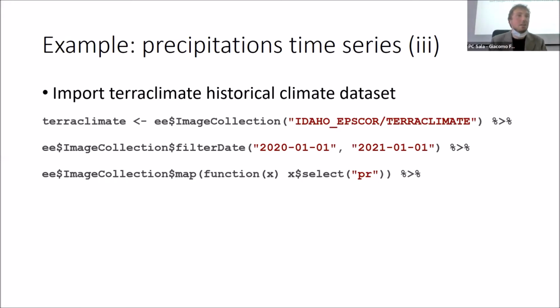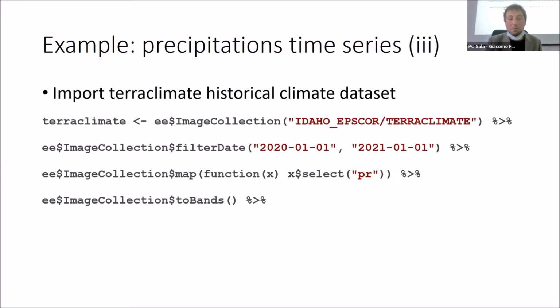Well, again, in these pages which you have for each data set, you have a band tab. And in this tab, you have all the bands which are contained in the data set, with the name of the band. And for precipitations, the name of the band is PR. So you will specify that you want to get precipitations and not temperature, say.